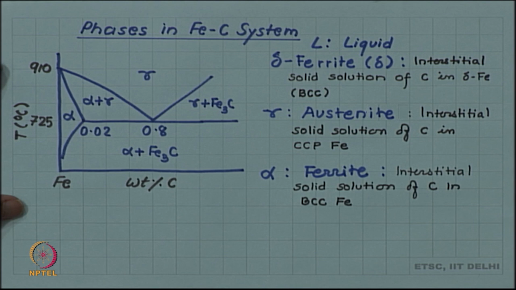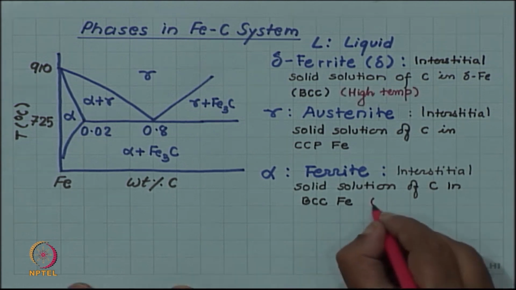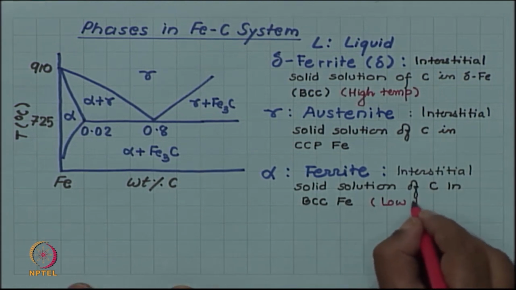The difference is that this is a high temperature region, and this occurs in the low temperature region. So, let us point that out. This is a high temperature version of ferrite, and this is a low temperature version of ferrite.